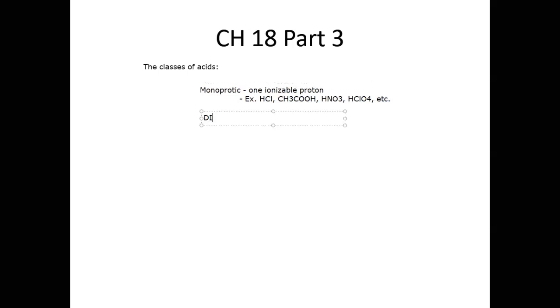We also have diprotic. Diprotic means two ionizable protons. There are not as many of these, but there are a few: H2S, H2SO3, H2C2O4, H2CO3, etc.